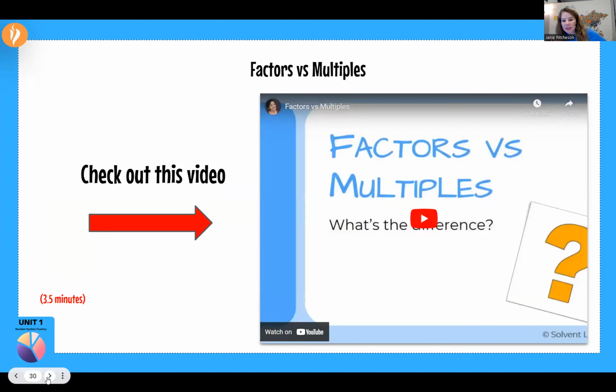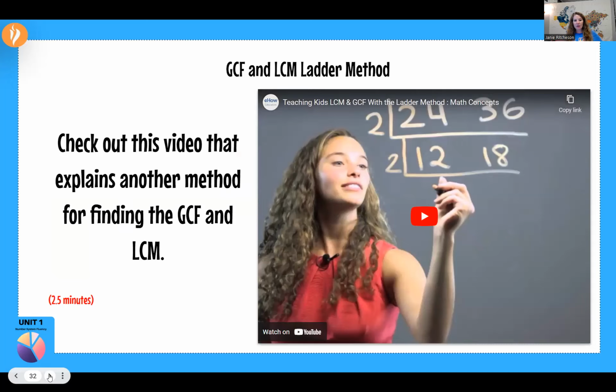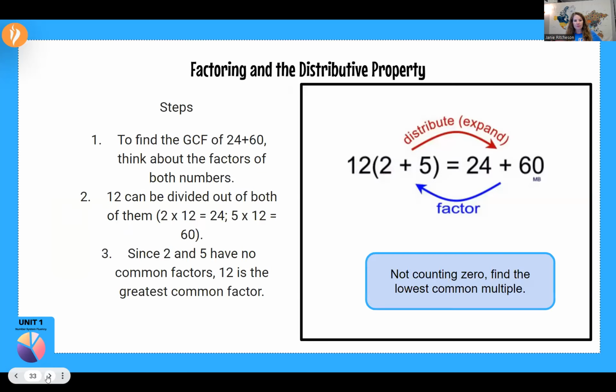All right, so check out this video. Another way to find the factors and multiples of pairs of numbers. This is the ladder method explained a different way. So those of you who that will help, please read through all of those directions. Here's another video talking about the ladder method of GCF, greatest common factor, and LCM, least common multiple. It's a good video you can watch if you need it.